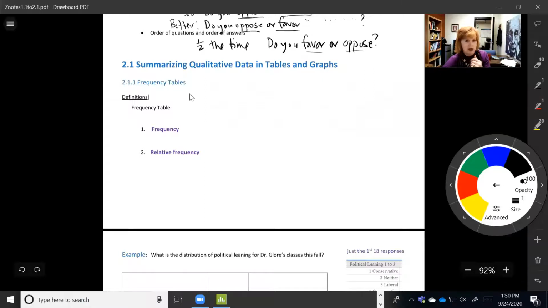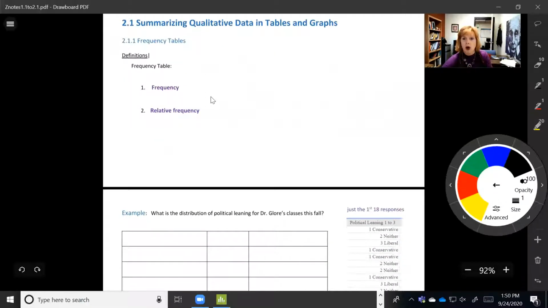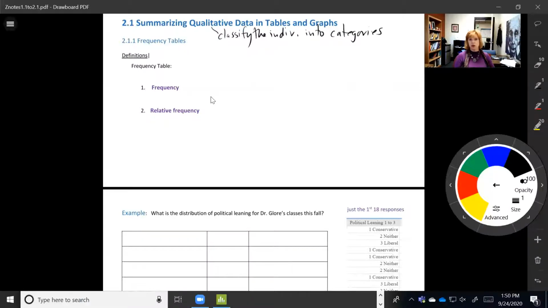All right, so we're going to start out talking about qualitative data. And remember, these are the variables that classify my individuals into categories. All right, so what do we do with those types of variables?